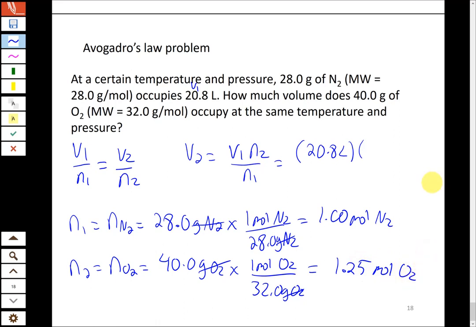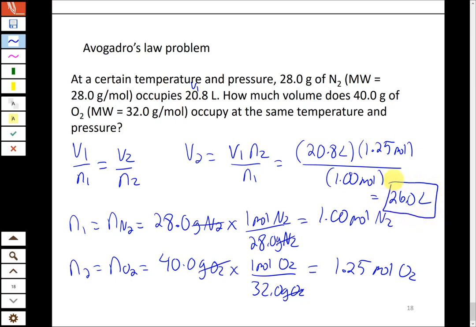All right, so that's how we calculate them, and they're different from each other, so they should occupy different volumes by Avogadro's law. But again, we don't care that one of them is nitrogen and one of them is oxygen. The relationship between volume and number of moles holds for any gas that we would consider. So N2 is the number of moles of oxygen. N1 is the number of moles of nitrogen that we're comparing it to. And that multiplies out to give us 26.0 liters. So more moles of oxygen should occupy a bigger volume, which it does. All right, so that one is called Avogadro's law.